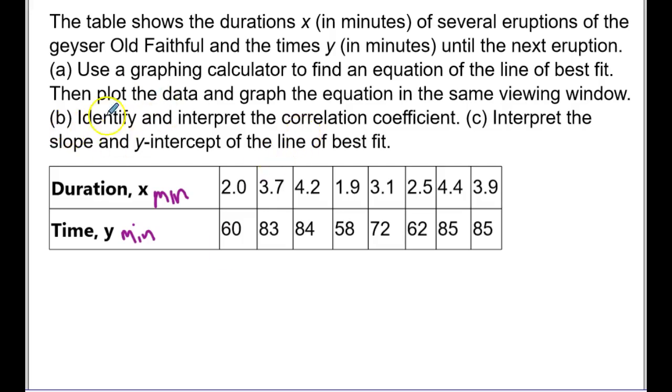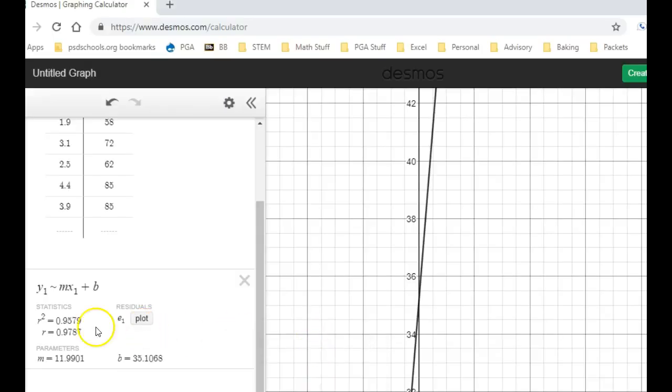Okay. So now I'm being asked to identify and interpret the correlation coefficient. So here we go. Let's go back to Desmos and see what our correlation coefficient was. You'll notice our correlation coefficient is always going to be r. So this r value, 0.9787, is pretty close to 1. So that's going to tell me that it is a pretty strong positive, right? Because it's a positive r value. It's a positive correlation. And I really don't have to do anything with it other than that. Just say it's pretty close to 1 and it's positive, so it's a very strong positive correlation.